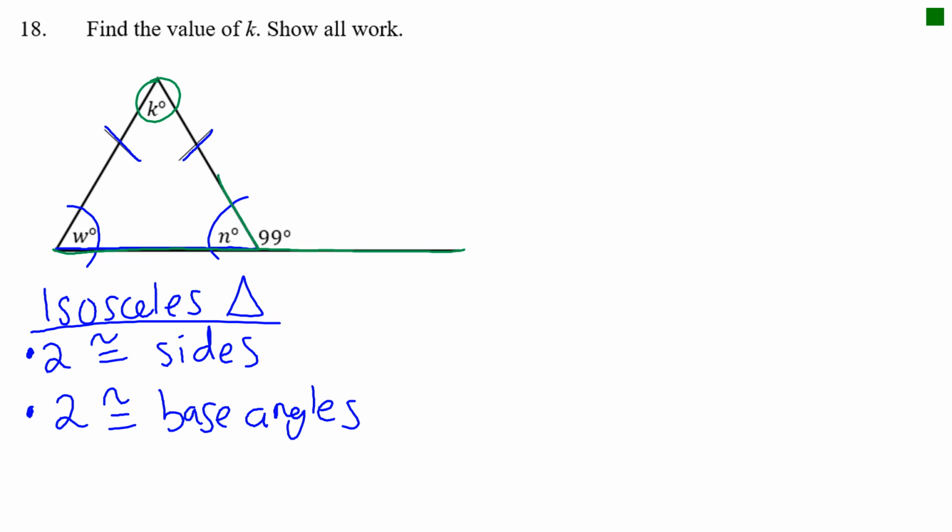So in order to find N, I can take 180 minus 99. Can't do 0 minus 9, so take 1 from the neighbor. 8 becomes 7, 0 becomes 10. 10 minus 9 will give you 1. We cannot do 7 minus 9, so again, take 1 from the neighbor. The 1 becomes 0, the 7 becomes 17. 17 minus 9 is going to give us 81. So we know the angle N must be 81 degrees.